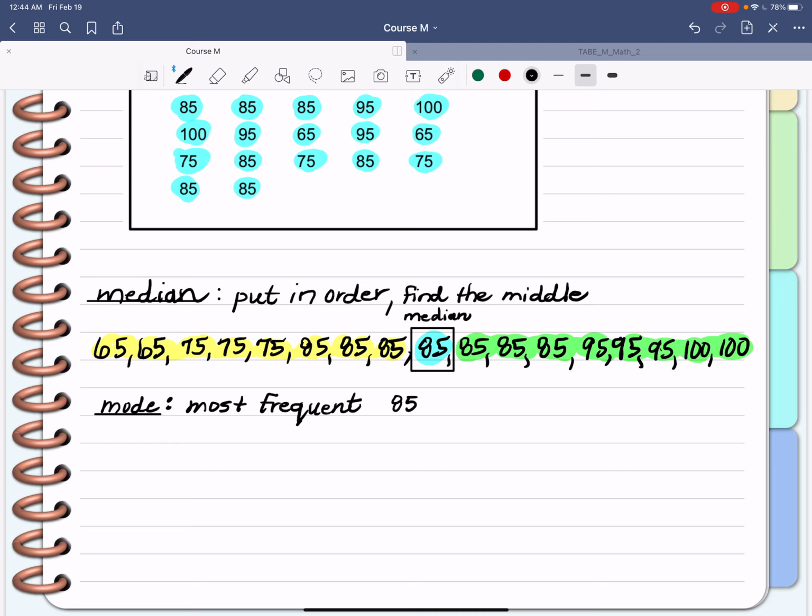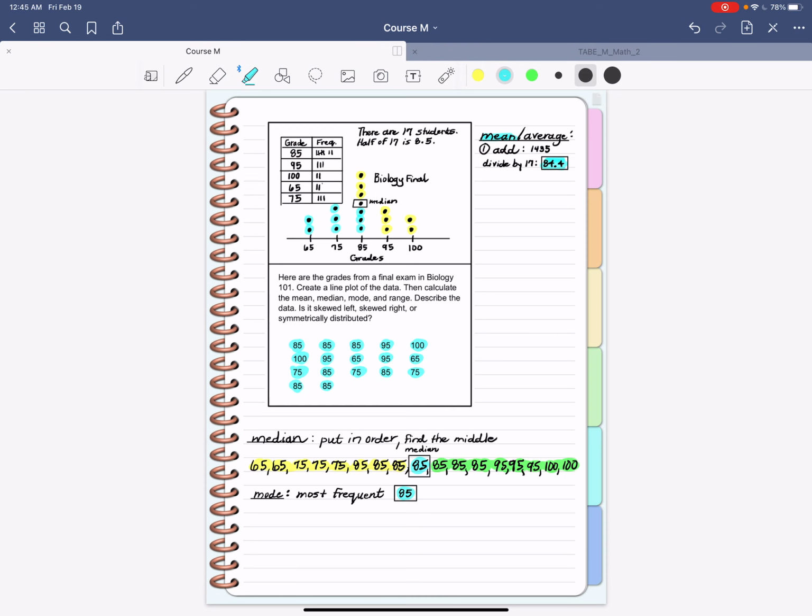You may have no mode, and you can have more than one mode. But in this case, the mode is 85. Look at how close these are. The mode and the median are the same. The mean is 84.4. It's almost 85.